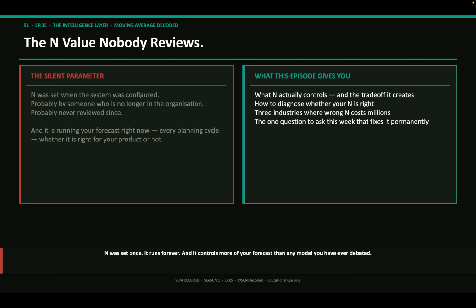Across every current planning cycle, that single value is determining whether your forecast chases recent demand or smooths it, whether it catches genuine demand shifts quickly or smooths them away, whether it amplifies noise or filters it, all without anyone having consciously decided that it is what it should do. This episode decodes what N actually controls, how to diagnose whether yours is right for each product, and what happens when it is wrong. So, one configuration value fixed at implementation, which has been compounding quietly across every planning cycle since, has to be challenged today.